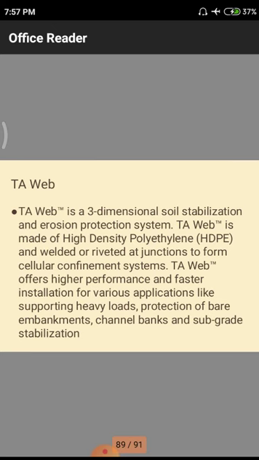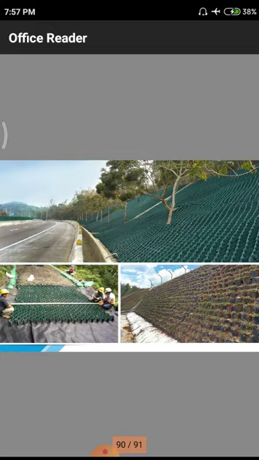Terra web is made of high density polyethylene, HDPE, and those are simply welded or riveted at the junctions to form cellular confinements. So, forming cellular confinement systems, it offers high performance and faster installation for various applications like supporting heavy loads, protection of bare embankments, channels, banks, and subgrade stabilization. Once we observe, those will give a better idea.